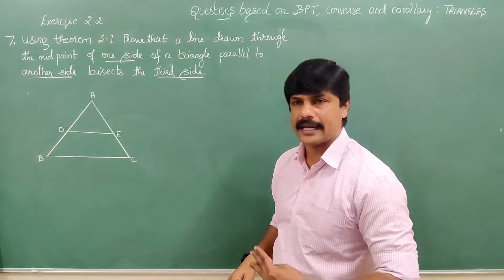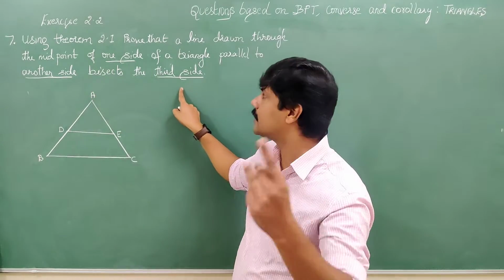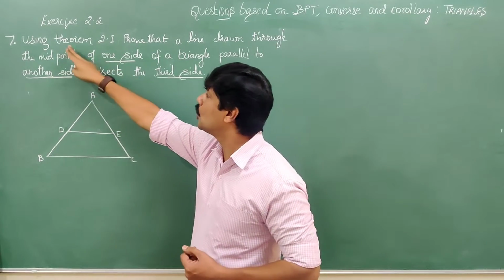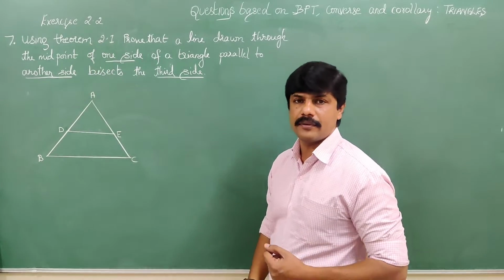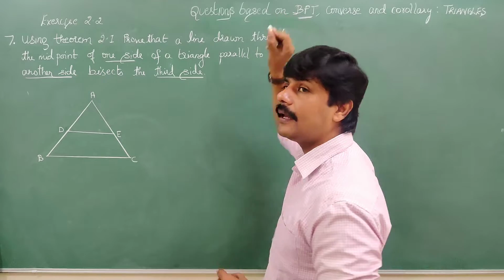A triangle has three sides: one side, another side, and third side. Remember this point. Once again I will read out: using theorem 2.1. Which is the 2.1 theorem? This is nothing but the basic proportionality theorem.